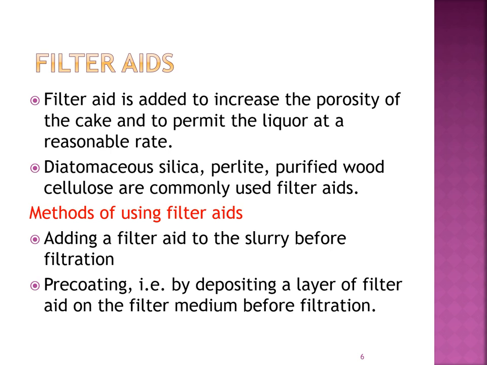How can this filter aid be added to the process during the filtration? It can be mixed into the slurry well before the filtration process so that it offers the characteristics of porosity and it disperses the cake so that the pressure drop does not affect the filtration. You can also do a pre-coating by depositing a layer of the filter aid on the filter medium before the filtration, such that the medium has a long life and it doesn't clog when the cake is passed through the medium, and it also reduces the pressure drop.